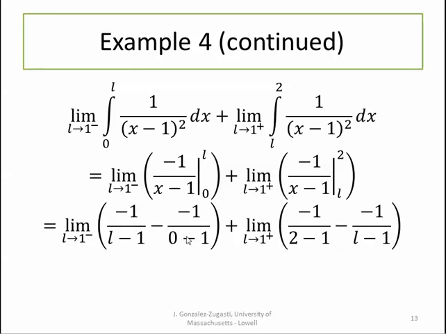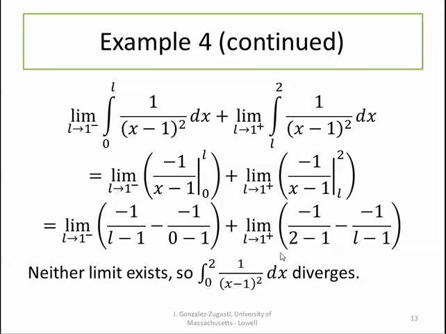And now look at the limits of these as L heads toward the appropriate place. Here, as L approaches 1 from the left, this is going to head off to either plus or minus infinity. And as L approaches 1 from the right, this term here is going to go to either plus or minus infinity. So that means neither of these limits exists. Since neither limit exists, our definite integral that we started with diverges.